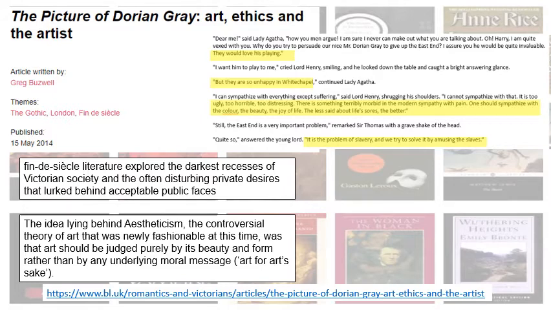And then this little link to Aestheticism, the controversial theory that was newly fashionable at this time, that art should be judged purely by its beauty. And this is exactly what Lord Henry is doing here.